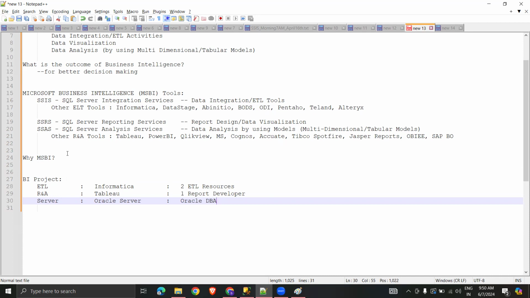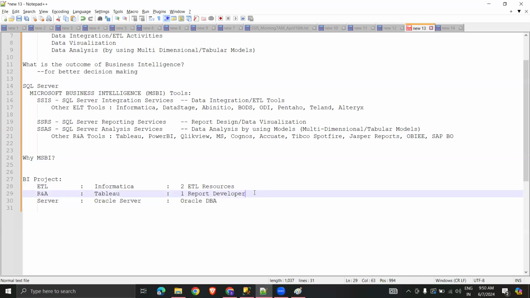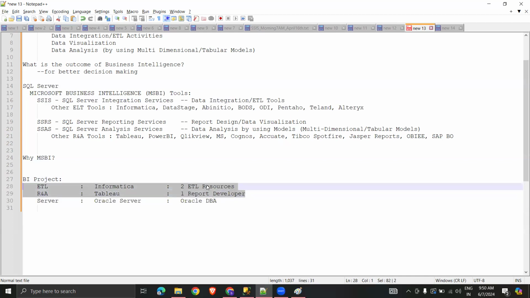Okay, SSIS, SSRS, and SSAS. What does the first S stand for? SQL Server. Basically, MSBI is a built-in component of your SQL Server. So when you purchase the server, the ETL and reporting analytical tools are free of cost. You don't require to pay a single rupee for MSBI. When you purchase SQL Server, you will be getting all BI tools free of cost.